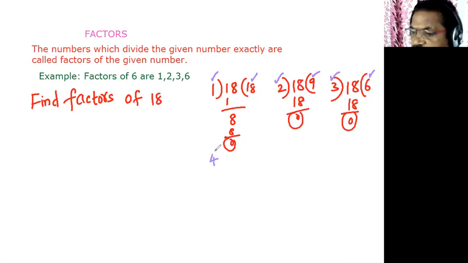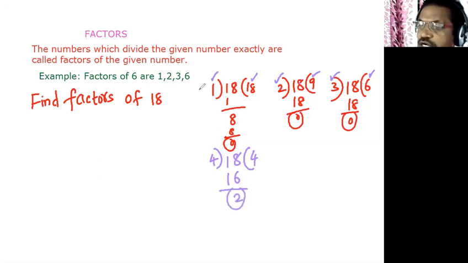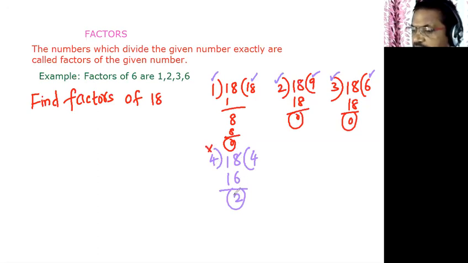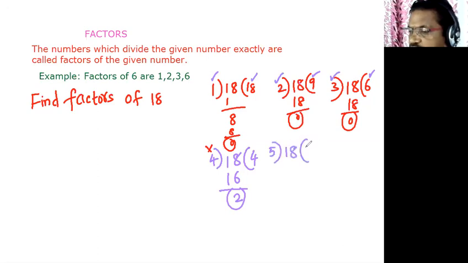Similarly, we divide with 4 also. But here 4 times 4 is 16. Here remainder is 2. So it is not a factor of 18 because there is a remainder. 4 doesn't divide exactly. Now take 5. 5 times 3 is 15. Here remainder is 3. So 5 is also not a factor of 18.